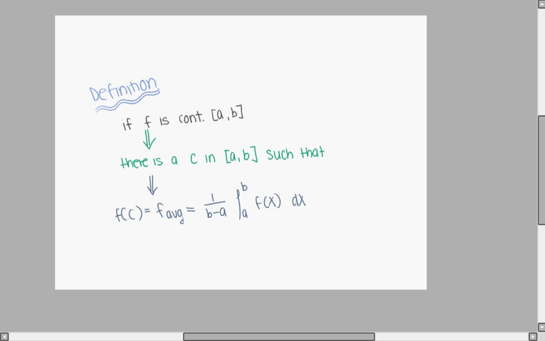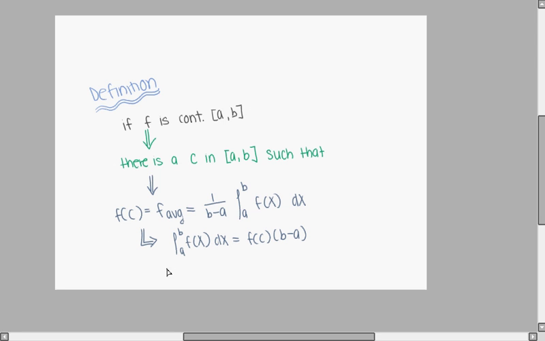Oftentimes in questions they refer to the thing as, oh, what is the average value of this thing? So that's why they would write it as f of avg. So you should recognize that phrasing and know it's referring to the mean value theorem for integrals. And this equation, 1 over b minus a of integral a to b f of x dx, is the equation we're going to be using to solve for our f of c's.